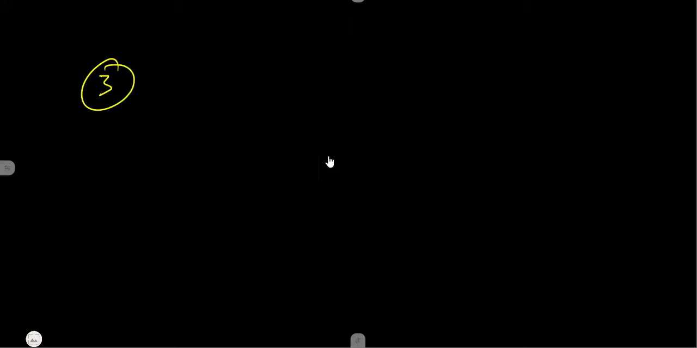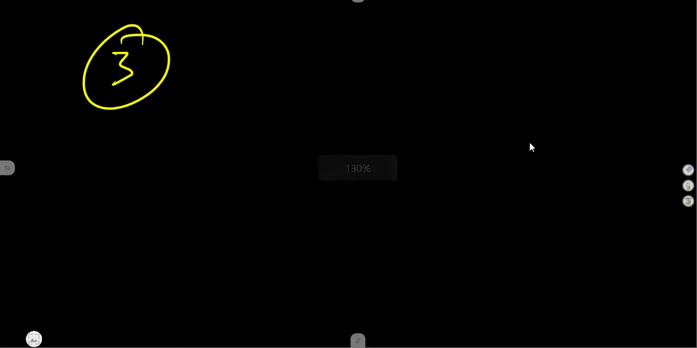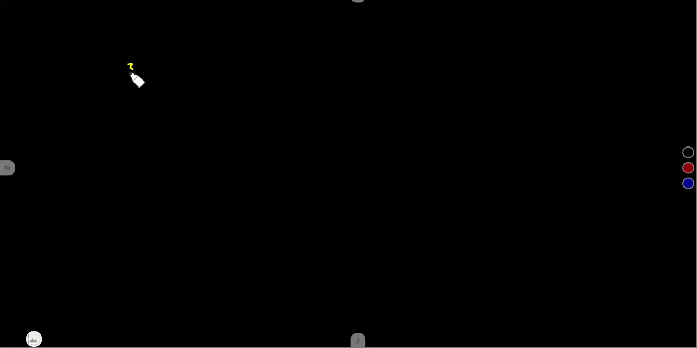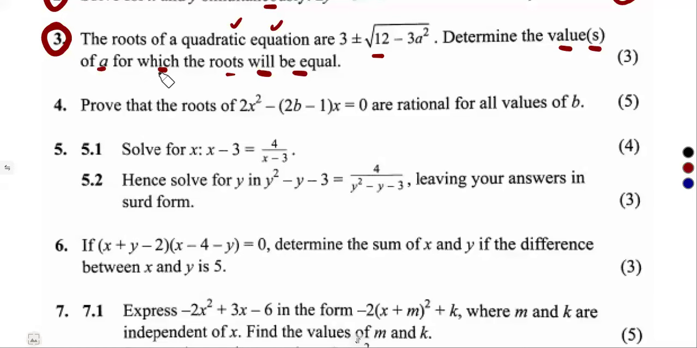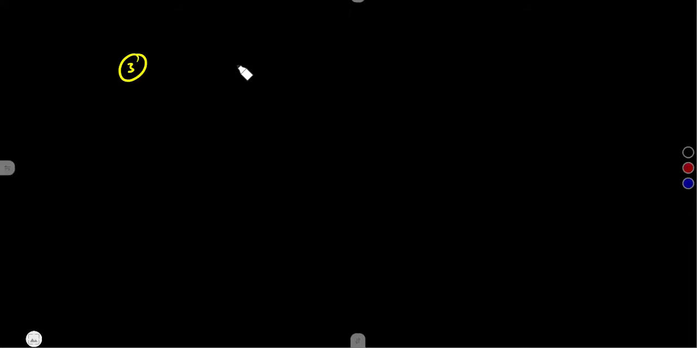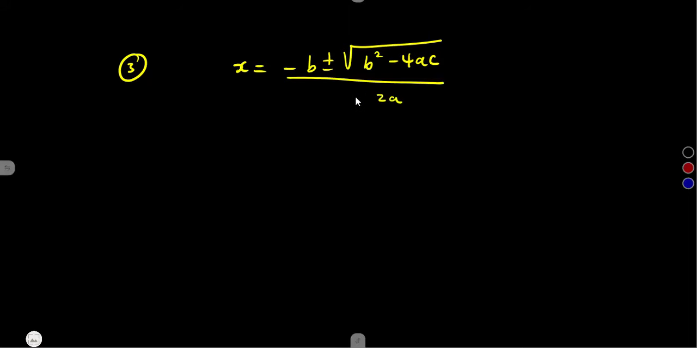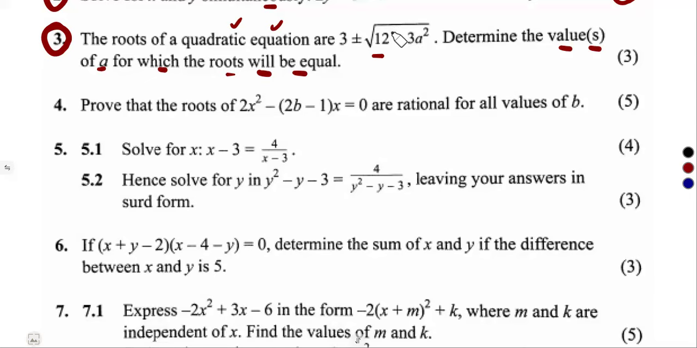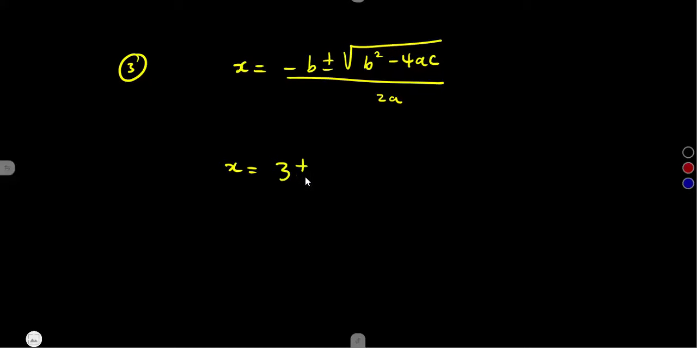So no problem, guys. If you consider properly there, you're going to see that from the given equation, which is our quadratic equation that we are not even told about, we were solving that. Then the roots were given like this. Remember, when you are solving your quadratic equation, x is equal to minus b plus or minus the square root of b squared minus 4ac over 2a. So as you were solving, this is where you ended at this step, but it was written in terms of a, where you ended up with a 3 plus or minus the square root of 12 minus 3a squared.